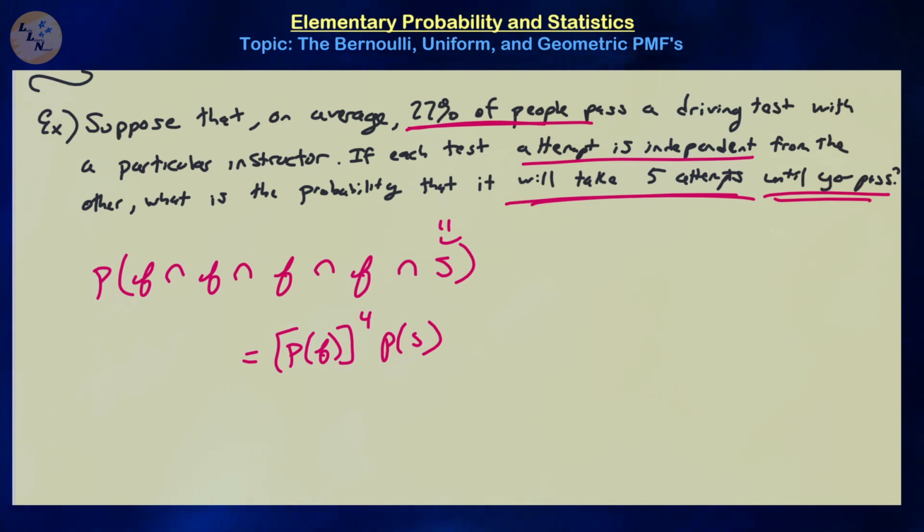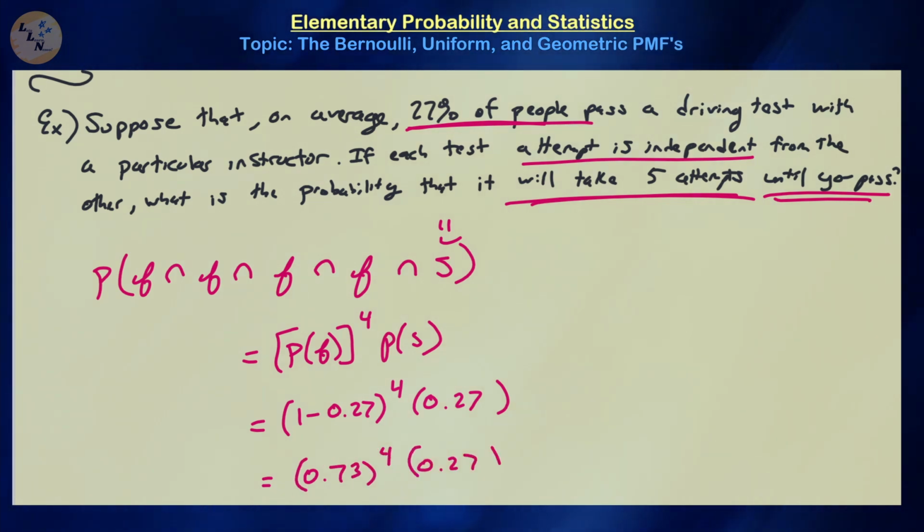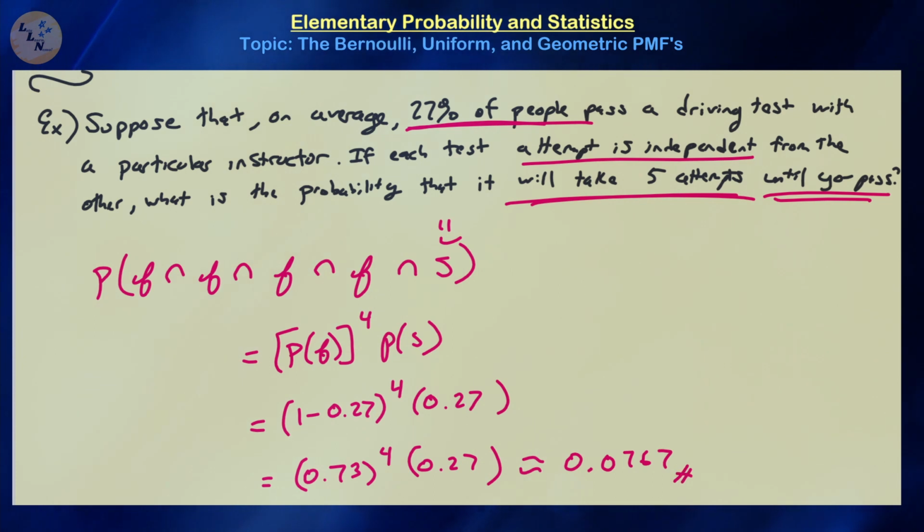So on average, 27% of people pass the driving test. So that is going to be our probability of success. That means our probability of failure is going to be 1 minus 0.27, to the power of 4, times 0.27. And then once you work this out, that's going to be 0.73 to the power of 4 times 0.27. You should realize that that's going to be approximately equal to 0.0767, right? So about an 8% chance of passing on exactly the fifth attempt in particular.